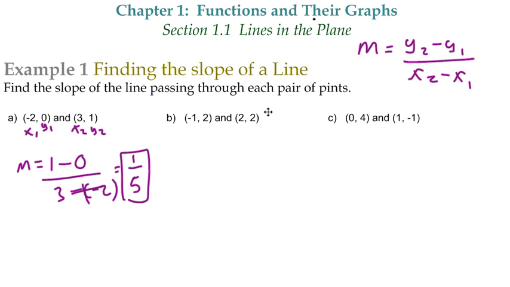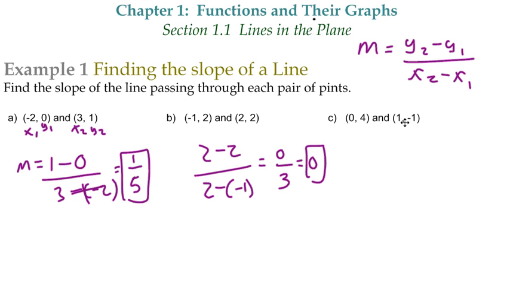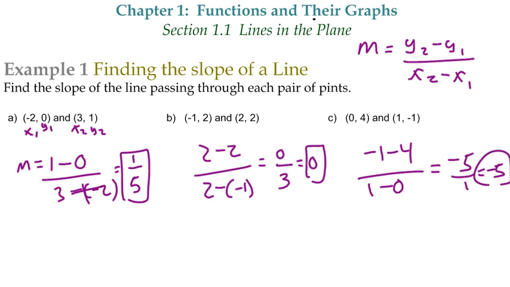Going on to the next example, y2 minus y1, so 2 minus 2 over 2 minus a negative 1. And right here we get 0 over 3. Now, if you take 0 and divide it by 3, that's just going to be 0. If I have $0 and I want to divide it between my 3 friends, I'm going to be a generous guy, but everyone gets $0. So that's going to be the slope right there. And last but not least, we'll do this one: negative 1 minus 4 all over 1 minus 0. So negative 5 over 1, or that's simply negative 5.